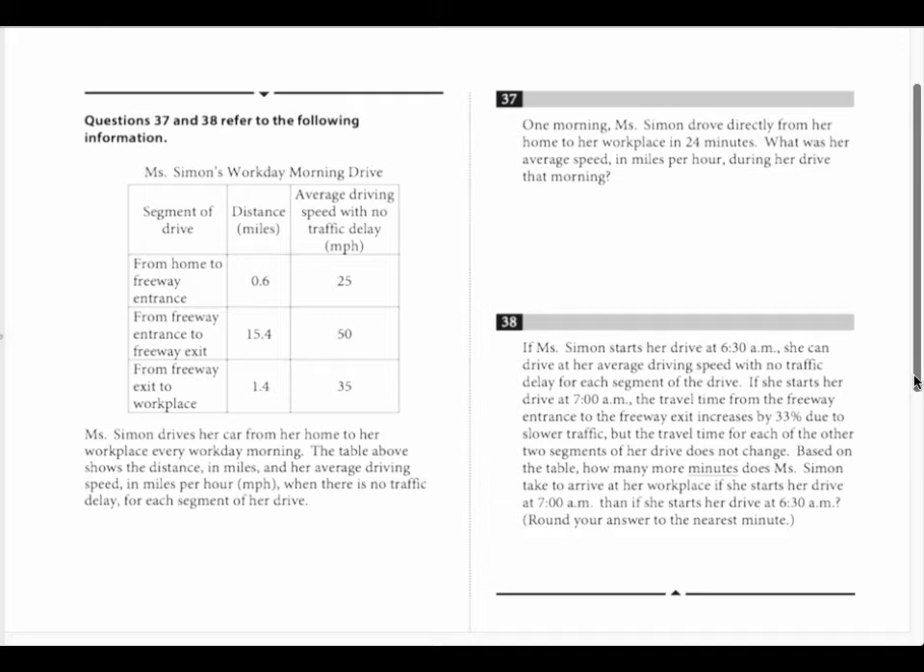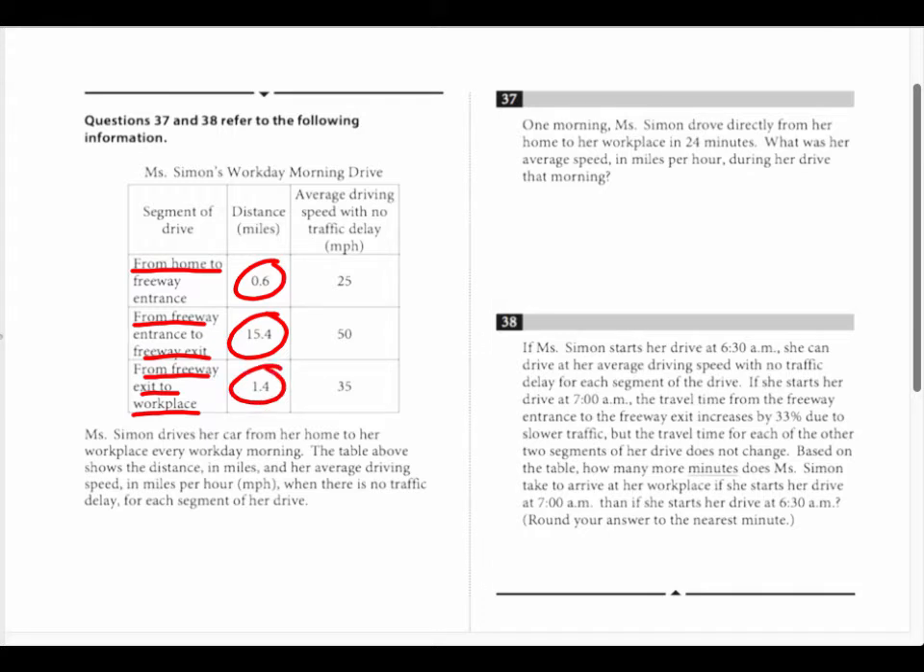So question number 37 says, one morning Miss Simon drove directly from her home to her workplace in 24 minutes. What was her average speed in miles per hour during her drive that morning? So she went from home to the workplace, right? She went from home to the freeway, from the freeway to the exit, and then from the freeway exit to the workplace. Well, what's the total distance? Well, it's 0.6 plus 15.4 plus 1.4.